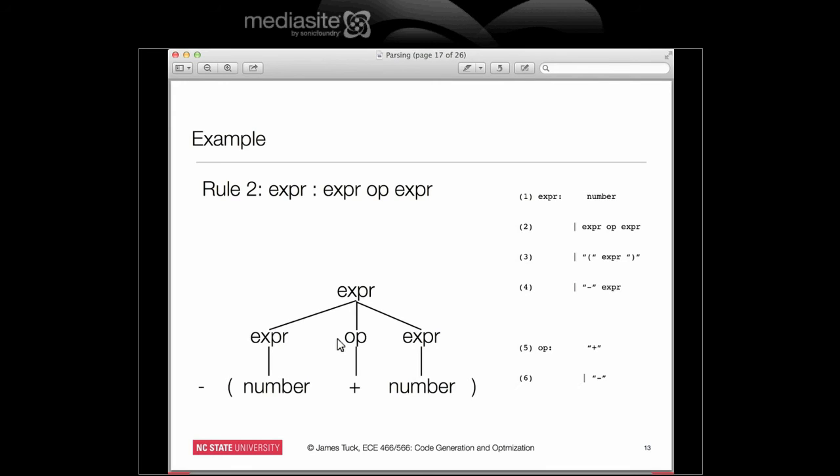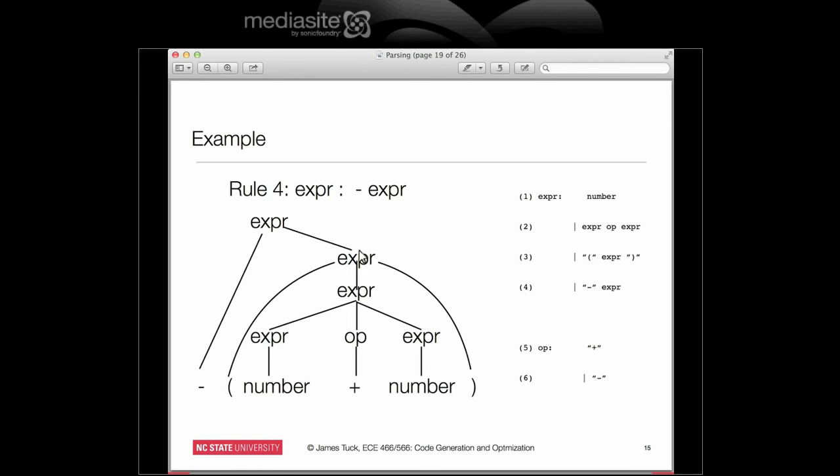Okay, the next thing I can recognize is that expression op expression here in rule 2 can also be converted to an expression. So I can replace expression op expression with a single expression. The next rule I can match is rule 3, where I identify that a parenthesis followed by an expression followed by a parenthesis is also an expression. So these 3 symbols, this open paren, the expression I just created, and the close paren come together to make an expression.